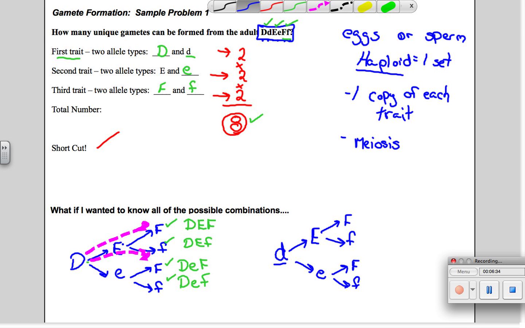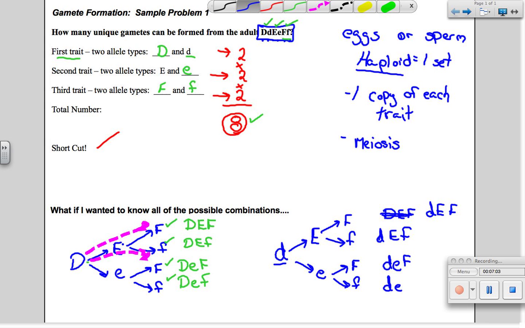Let's write out what the end results of this tree are. Let's correct that. Lowercase d, capital E, capital F. Lowercase d, capital E, lowercase f. Lowercase d, lowercase e, capital F. And lowercase d, lowercase e, lowercase f. Now I have my 1, 2, 3, 4, 5, 6, 7, 8 different possible combinations.